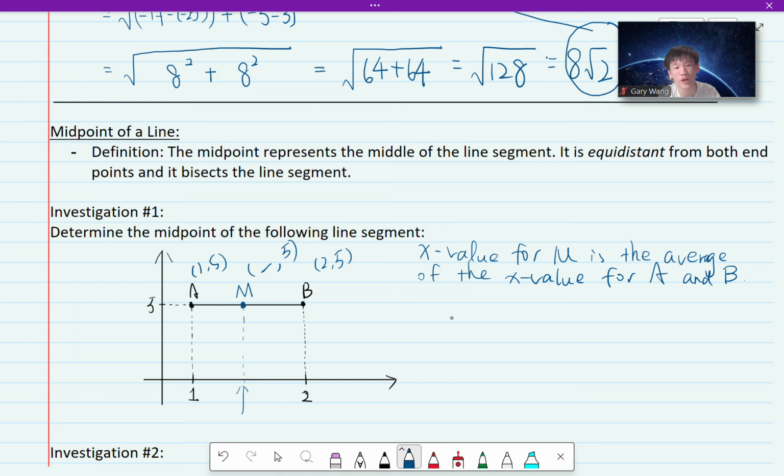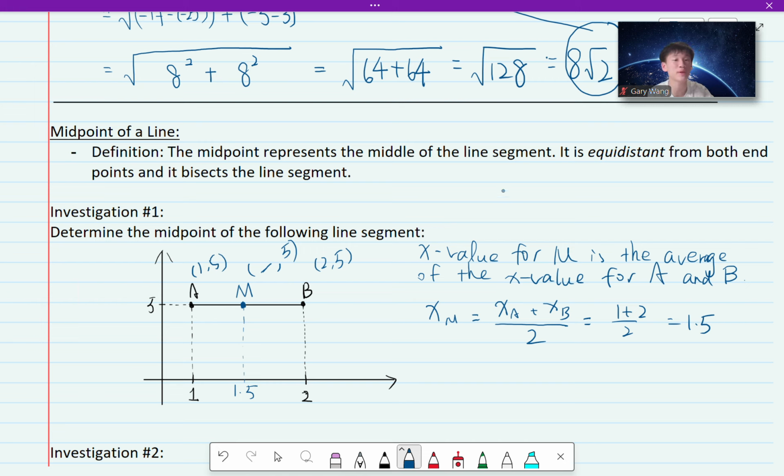So how does that work? The X value of point M should equal the X value of A plus the X value of B, over 2. So this is the arithmetic mean or average of the two X coordinates. And ideally, we will get 1 plus 2 over 2, which is 1.5. And so technically, this would be 1.5.